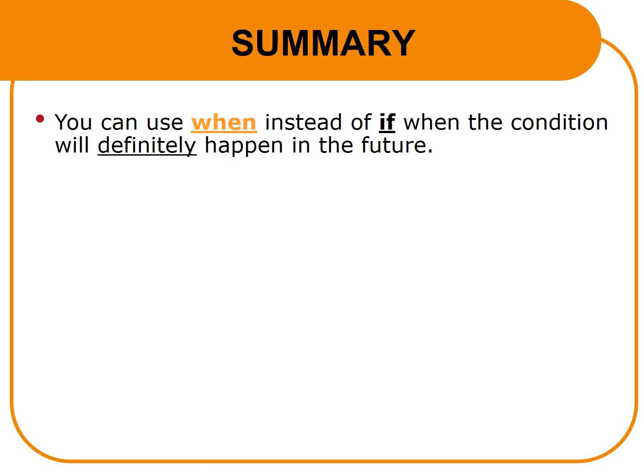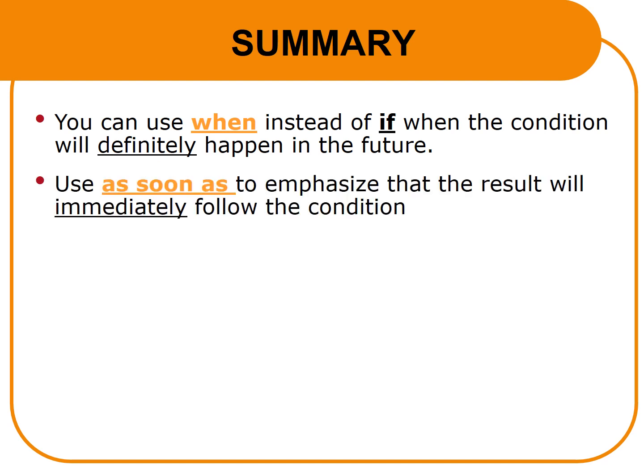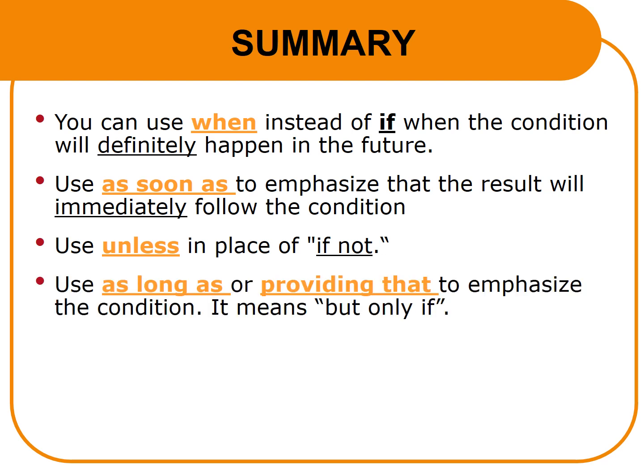You can use when instead of if if the condition will definitely happen in the future. You are sure of it, it will happen. So we use when. We use as soon as to emphasize that the result will immediately follow the condition. So it means that there is no space between the condition and the result. We use unless in place of if not. And we use as long as or providing that to emphasize the condition. It means but only if. Providing that you do your homework, you will succeed.